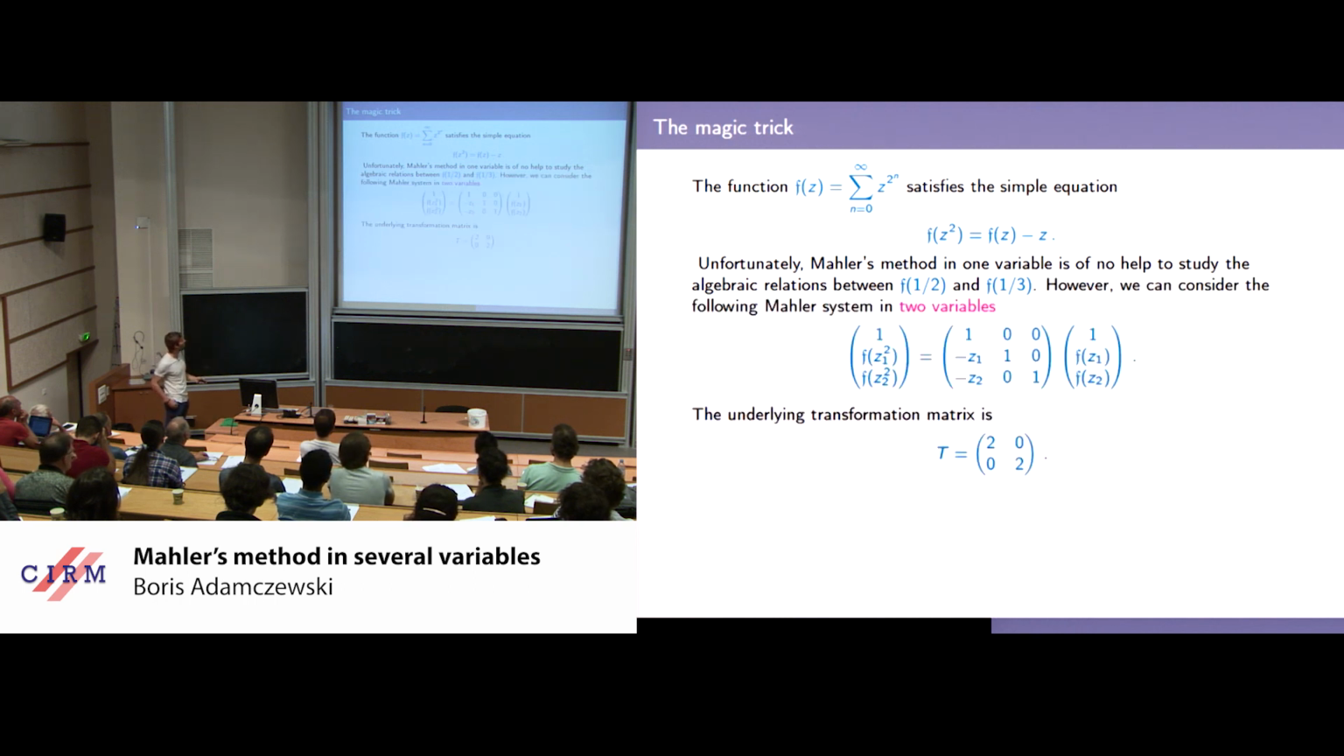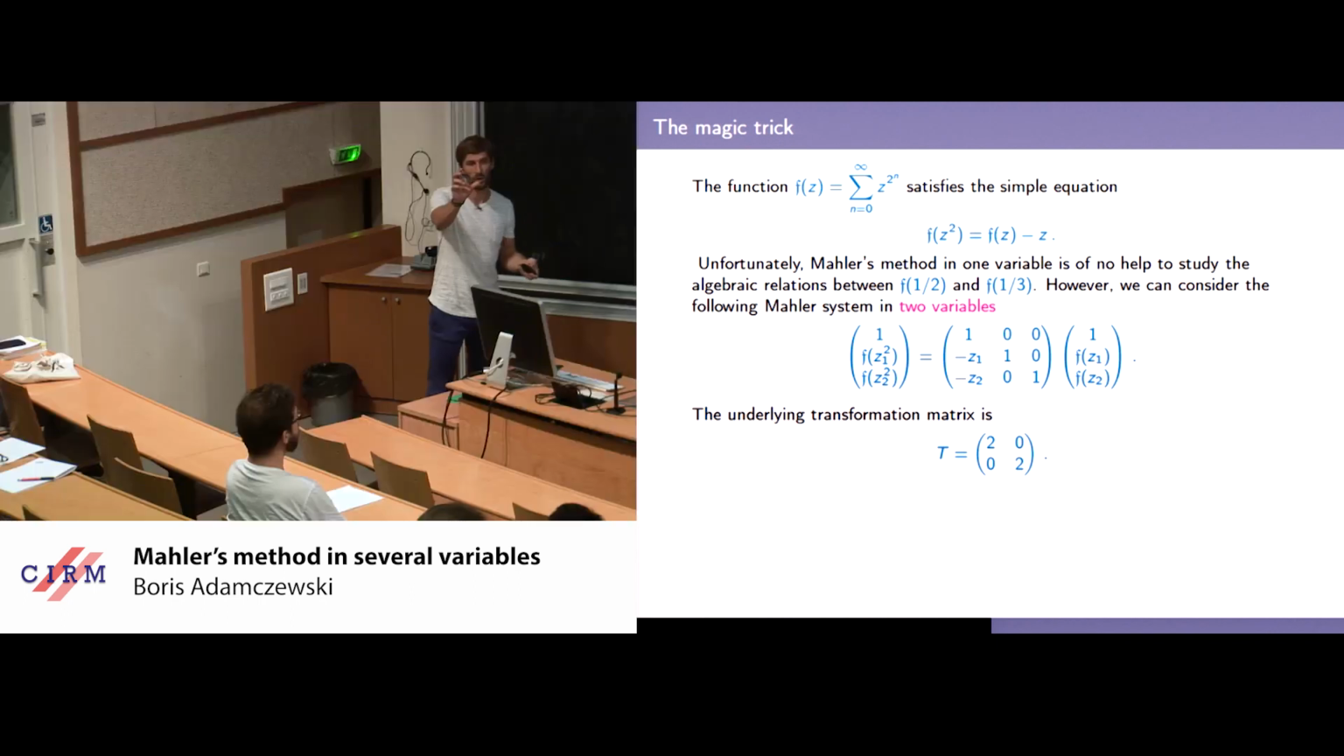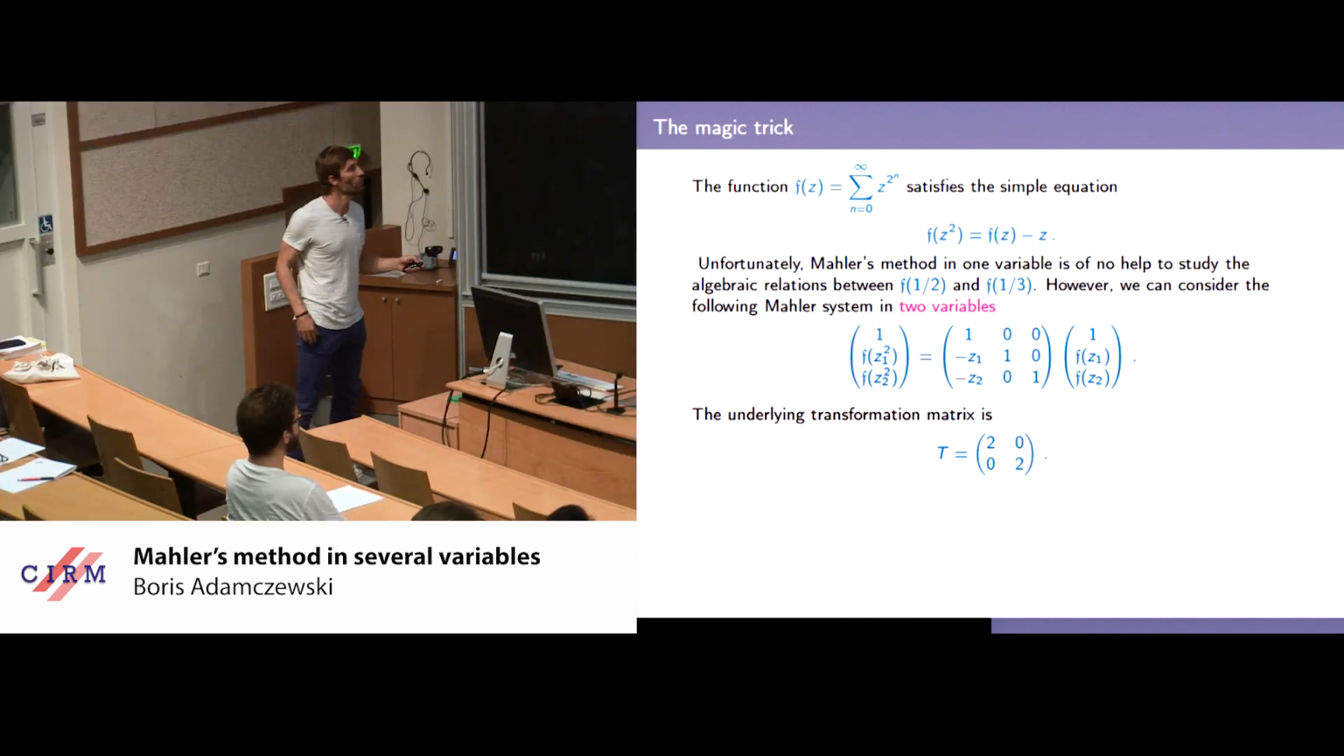But what you can do is to associate with these two values the following two-variable Mahler system. I just put the equation in z1 and repeat the same equation in z2. So now I have two Mahler functions in z1 and z2, but actually one is only in z1 and the other is only in z2. And the transformation matrix is just 2, 2. So it's a very simple case of matrix transformation.